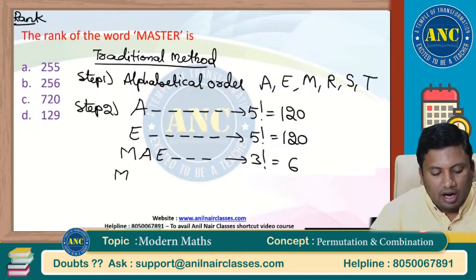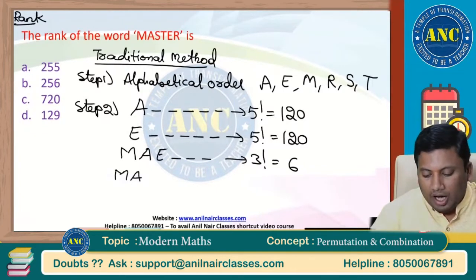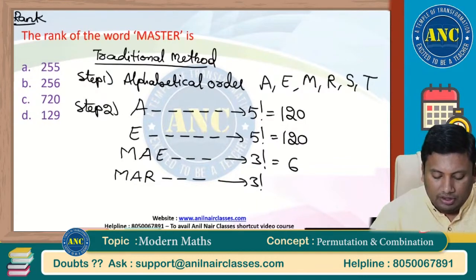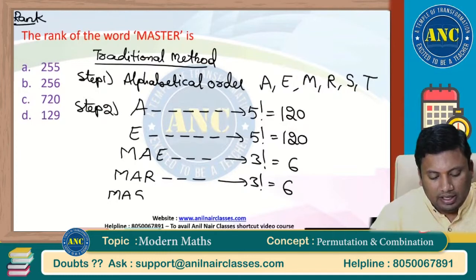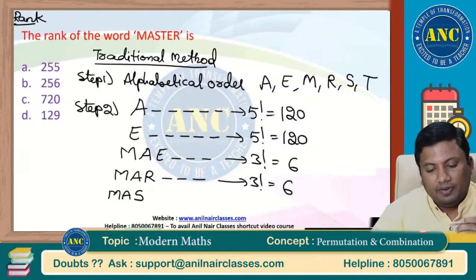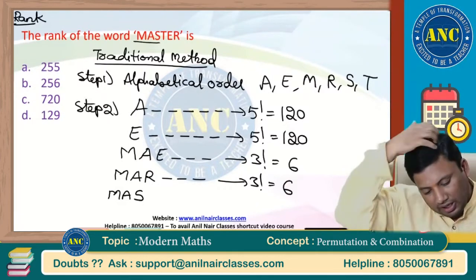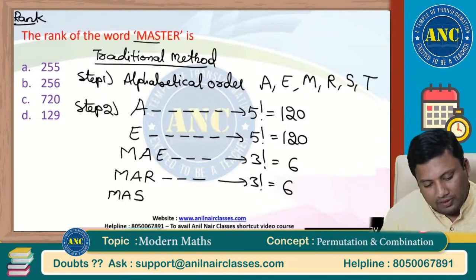Next one. After M, A is okay. That is what we require. After E, if not E, M duplicate, it will not happen. So, it is R. 3 letters will come, 3 factorial, it is 6. Next, it is nothing but S. Yes, we require M-A-S-T-E-R. After S, what is the first letter that will come?